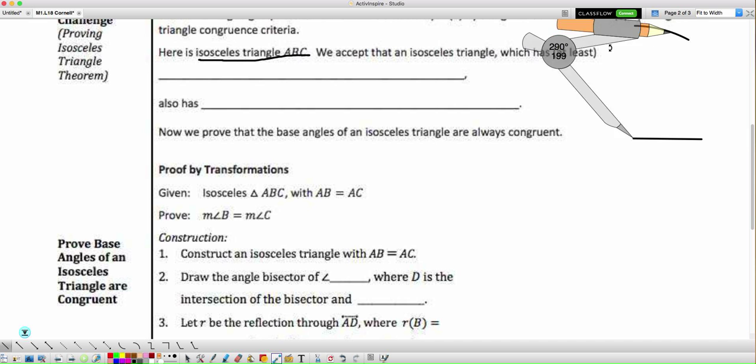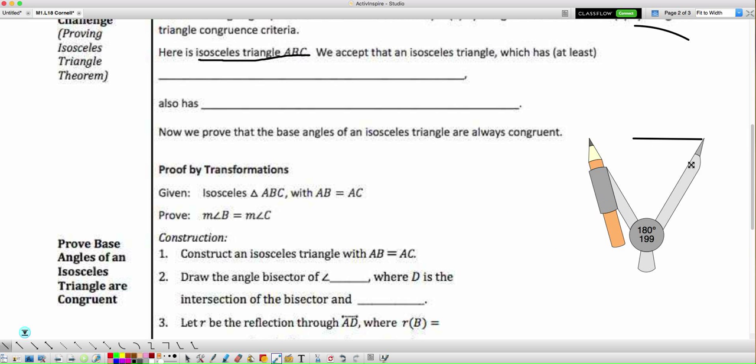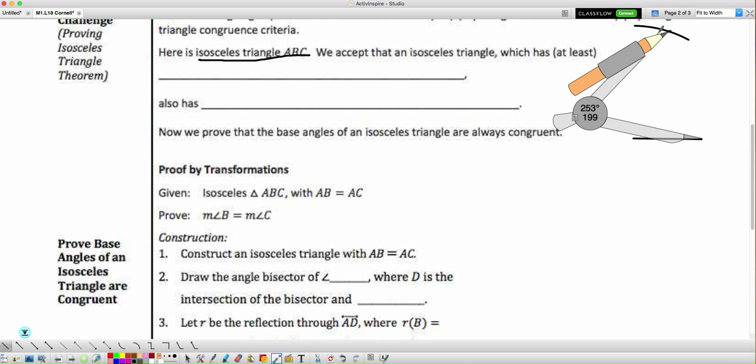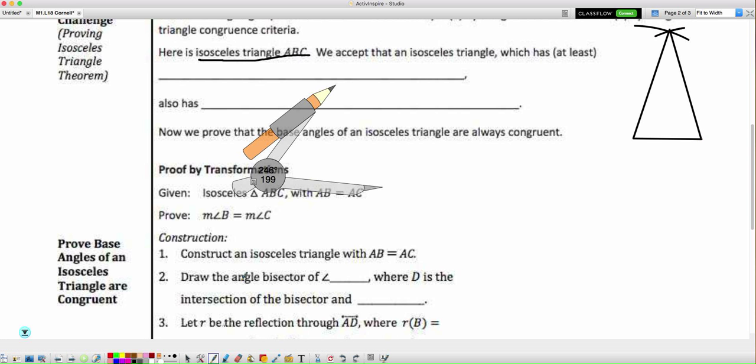But then you're going to keep that radius, and I'm going to move my compass over to the other end of my segment. Same radius though, and then I'm going to make an arc up top. So now I can say that if I took my straight edge and connected that intersection to my endpoints, I would have an isosceles triangle, and that's what I wanted. So here is an isosceles triangle ABC.